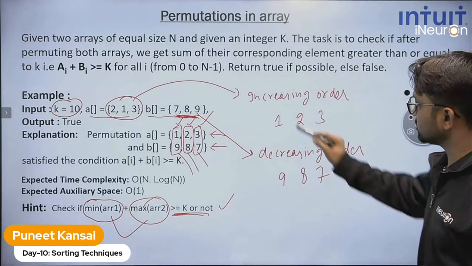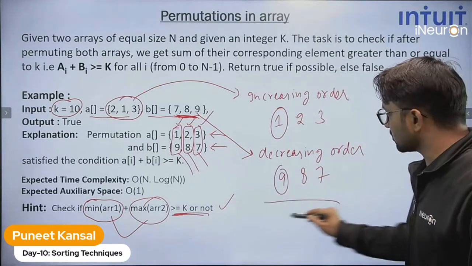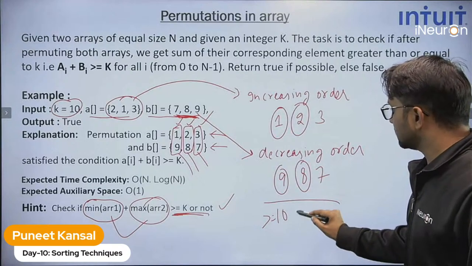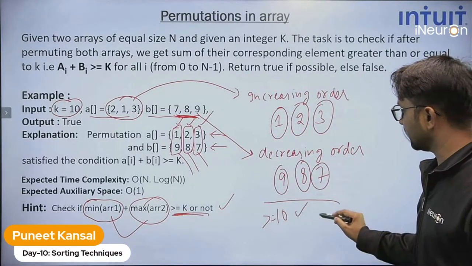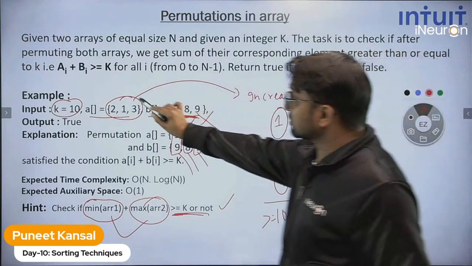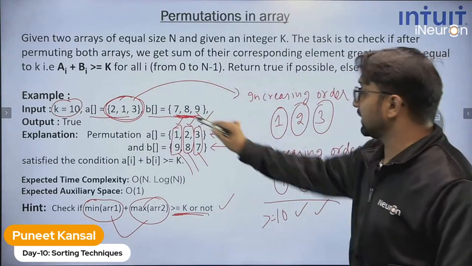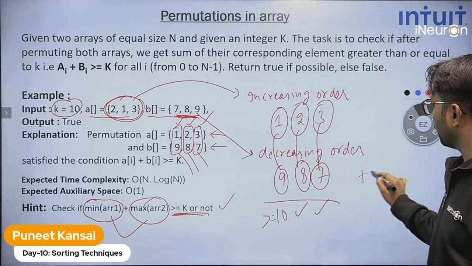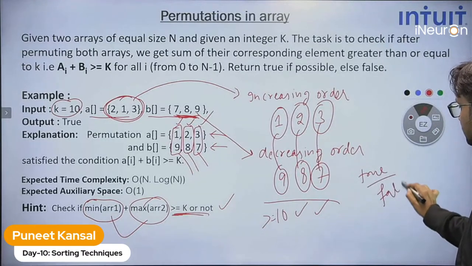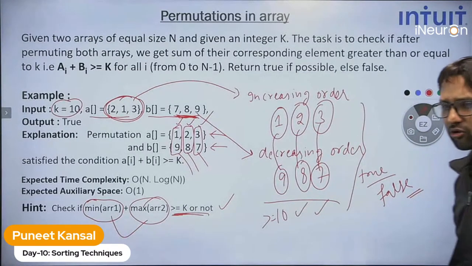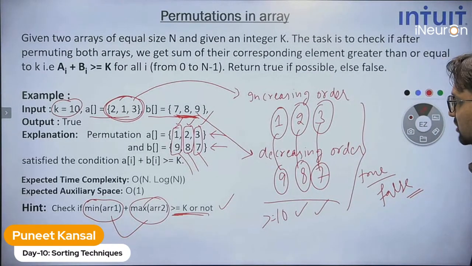After sorting, you check whether the sum of this and this is greater than or equal to 10 or not. Sum of this and this, greater than or equal to 10 or not. Yes, it is. So if I sort this array in increasing order and this in decreasing order, and then sum them, and if that is satisfied, then I will say true. Otherwise, I will say false. Will this work or not work? Or you can ask some question from here.